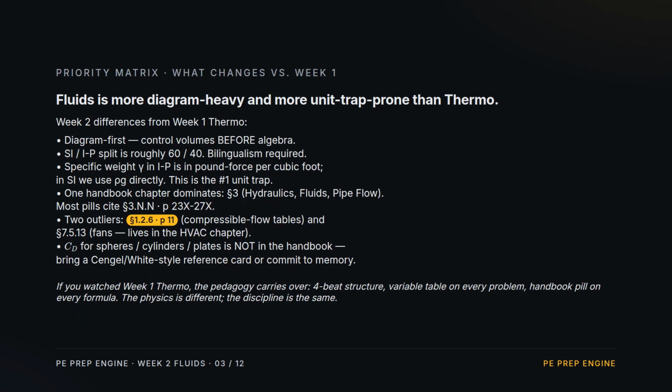What changes from Week 1? Fluids is more diagram heavy. Every momentum or energy problem starts with a control volume sketch. Unit bilingualism matters more. The split is roughly 60-40 SI to IP, and specific weight gamma in IP is pound force per cubic foot, while in SI we use rho times g, the biggest unit trap. Most topics point to Section 3. The outliers are the compressible flow tables and fans, and the drag coefficient tables aren't in the handbook, the one place you bring an outside reference.